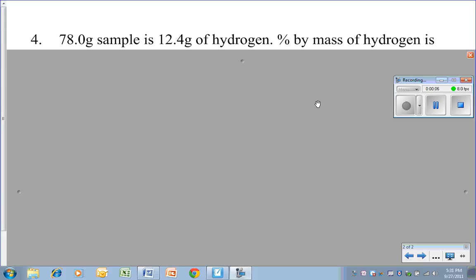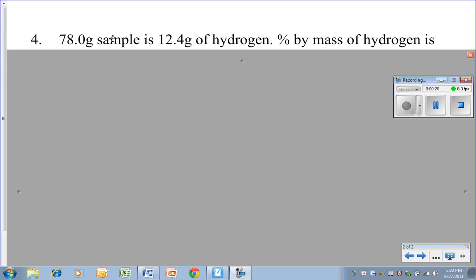Numbers 4, 5, and 6 are percent composition problems. So we're calculating percents just like you would calculate the percent of a grade on a test, for example. So here we have a sample that is 78 grams, and it is 12.4 grams of hydrogen. So what's the percent by mass of hydrogen?